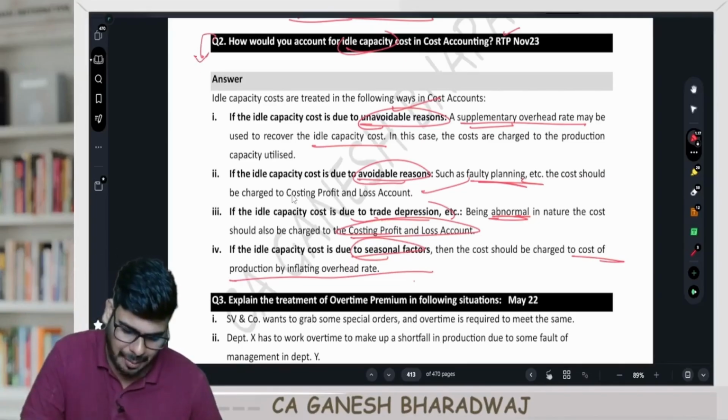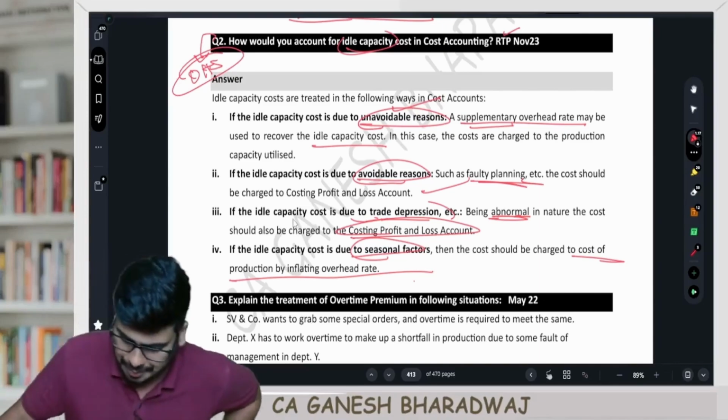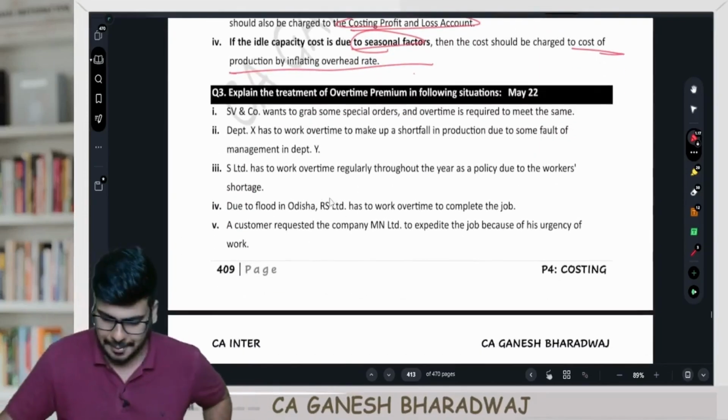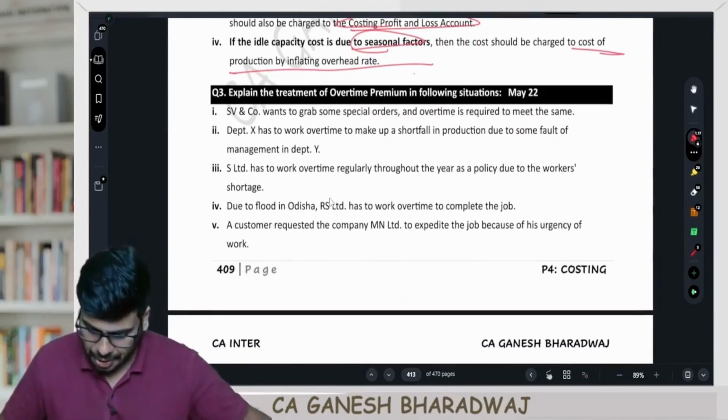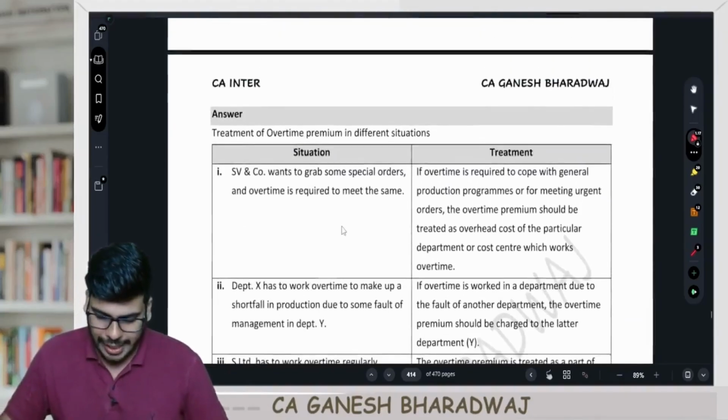Basically, this is the overhead chapter. Please mark it as overhead chapter. It's not at all pertaining to labor. Right? Then, treatment of overtime in the following situations. Now, directly I'll go to the situation.